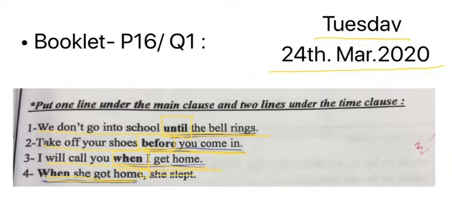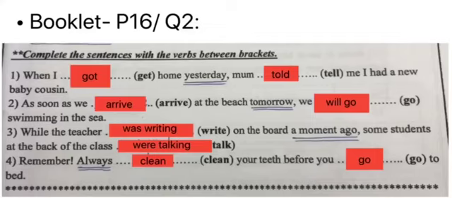This is question number 1. Go to question number 2. Question number 2 is: complete the sentences with the verbs between brackets. To answer such a question, you need to find the keywords to make it easy for you. If you find the keywords, you will answer it directly.